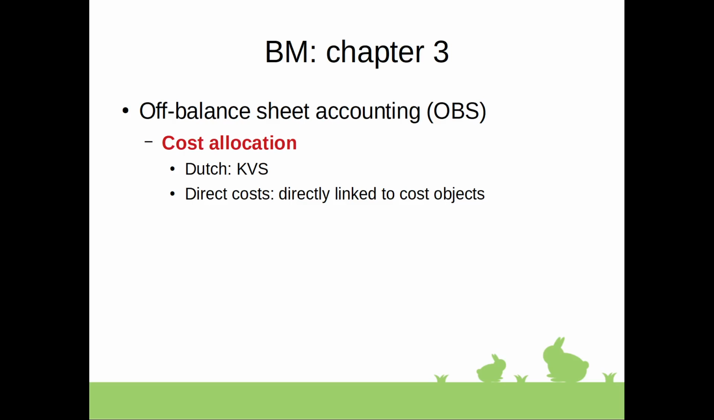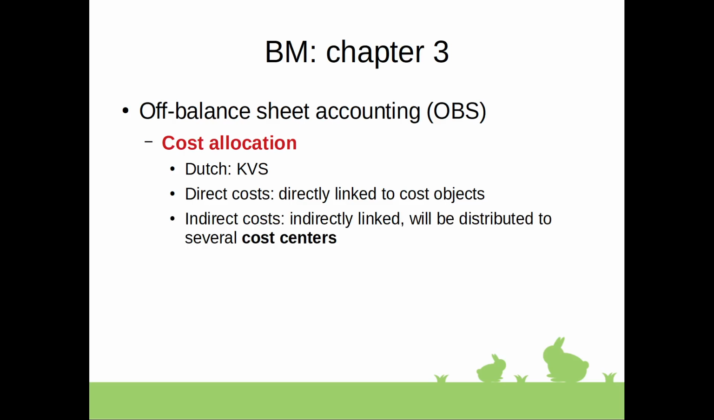KVS or kostenverdeelstaat is this big schematic thing often used in Excel. And we will see it on the next slide, so be prepared for that. It will include the following things. We will have the direct costs. They will come back, and these are the easiest ones to link because we can directly link them to certain cost objects or cost categories. The indirect costs will be the problem because they are indirectly linked, which means they will be distributed to several cost centers using these allocation keys.